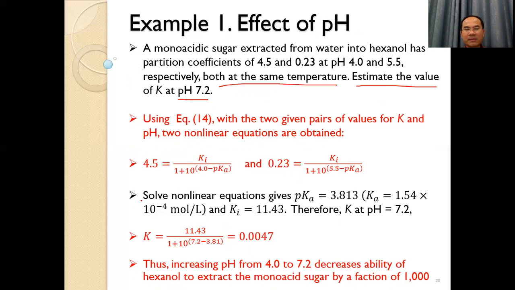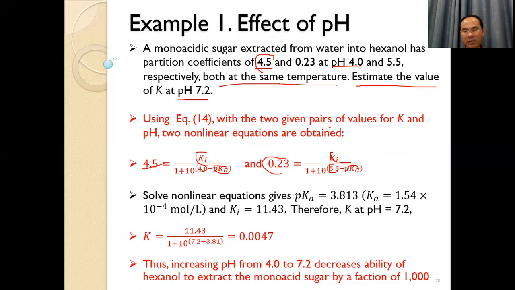Okay, we know pH and we know K, but we don't know pKa and Ki. We know two conditions. pH 4 and K is 4.5, and we don't know Ki and pKa. And the second system, we know K equal to 0.23 and pH equal to 5.5. And then we don't know Ki and pKa. This is two equations, two unknowns. We can solve.